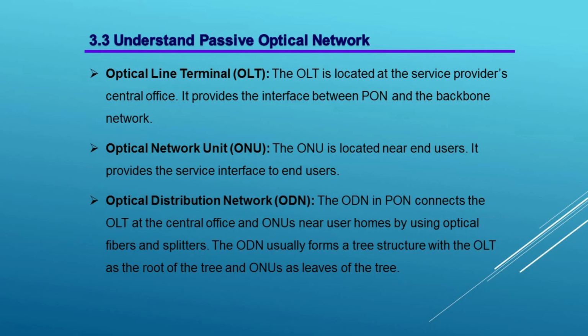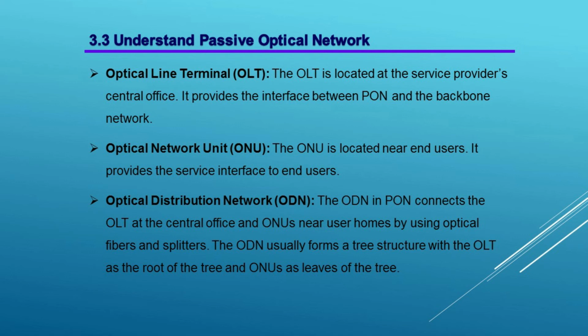Understand passive optical network. Optical line terminal, OLT. The OLT is located at the service provider's central office. It provides the interface between PON and the backbone network. Optical network unit, ONU. The ONU is located near end users. It provides the service interface to end users.